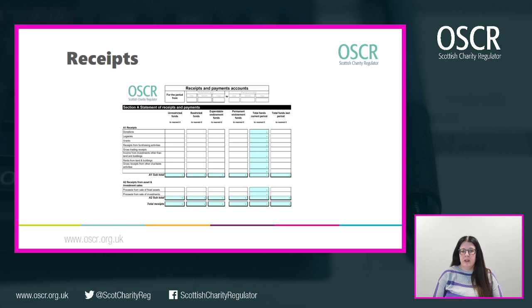The two lines below then show receipts from asset and investment sales. So if the charity has a small portfolio of investments, for instance, and it's perhaps sold some of those investments, it would need to show the proceeds from that sale separately. Similarly, if it sold a fixed asset during the year, it needs to show the money that it's actually received from that sale separately. A good example of that might be if the charity has sold some of its equipment during the year, it needs to put in the disposal proceeds that it's received on that line. All of these together then go towards showing you your total receipts, and that's your gross income for the year.